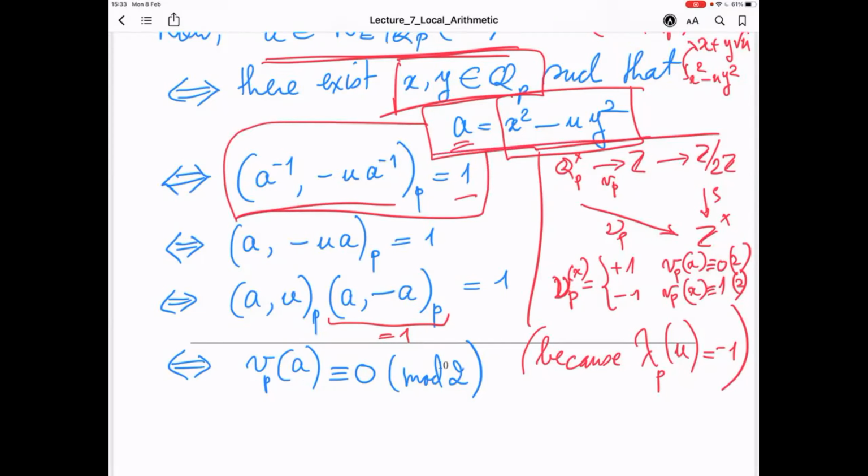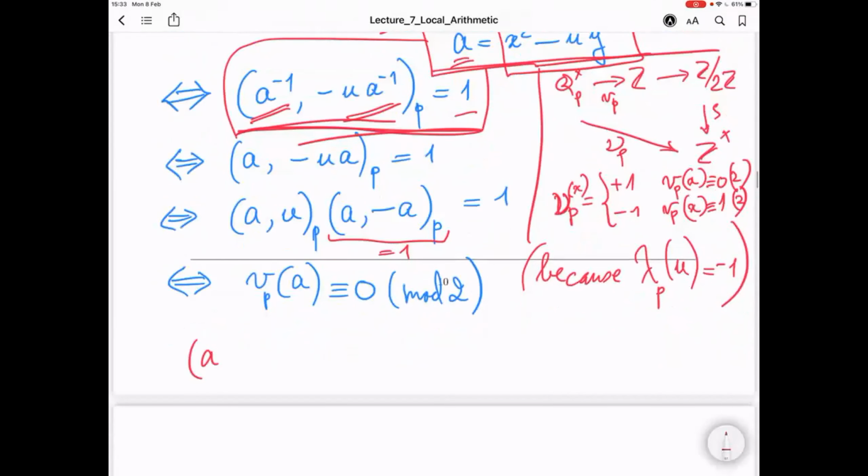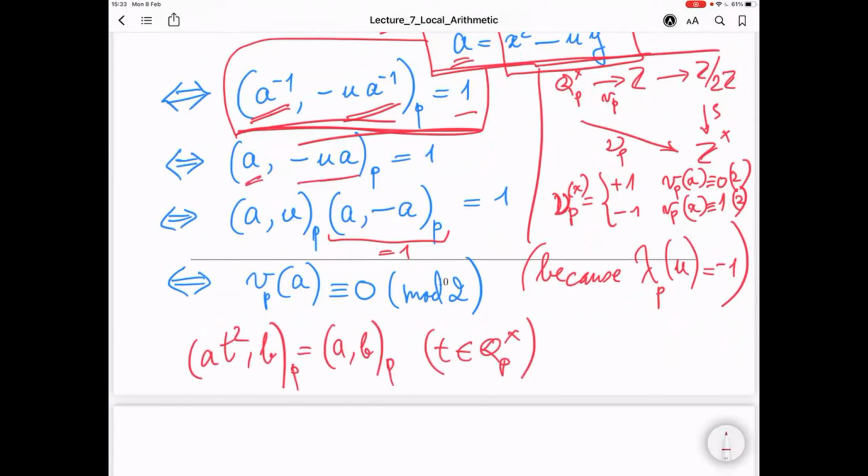So this A is a norm if and only if this Hilbert symbol is equal to 1. Now, of course, you can multiply both of these things by A squared, because you don't change the value of the Hilbert symbol. What I'm saying is that (A t squared, B) at p is equal to (A, B) at p for any t in Q_p star. So I multiply it by A squared, and then I get this.